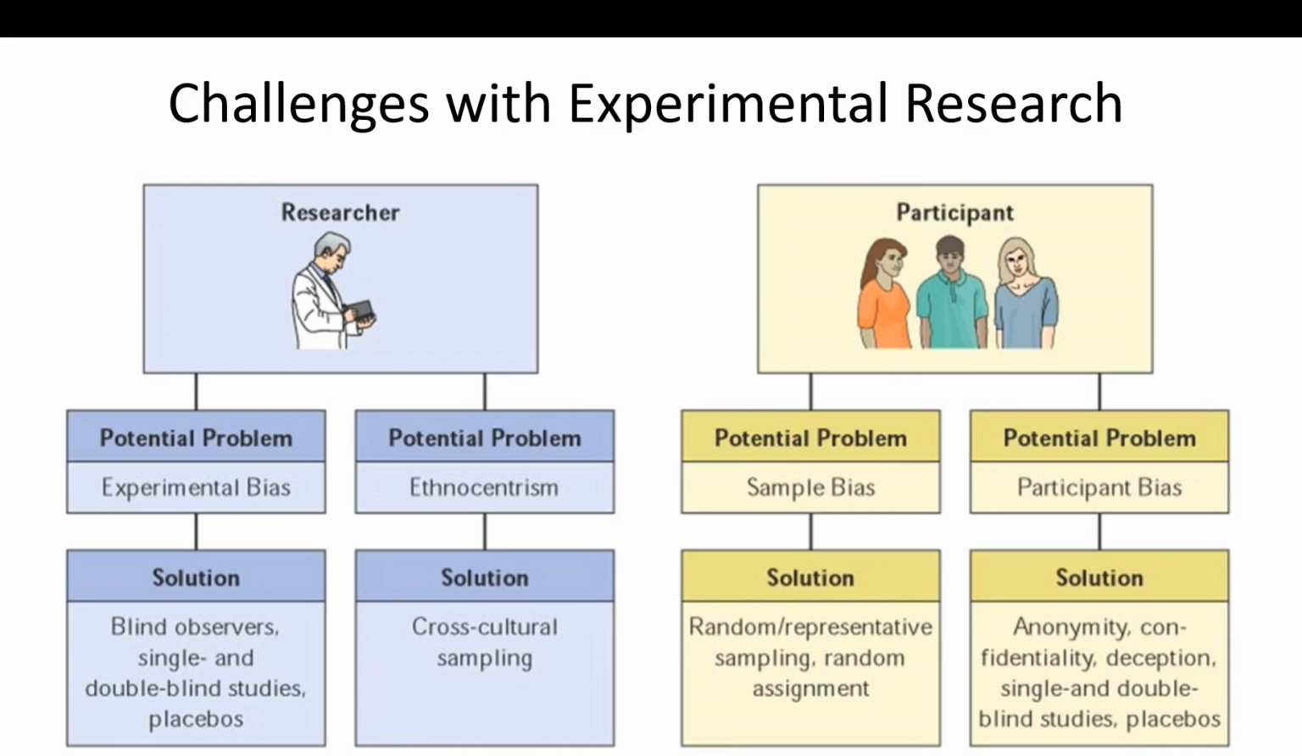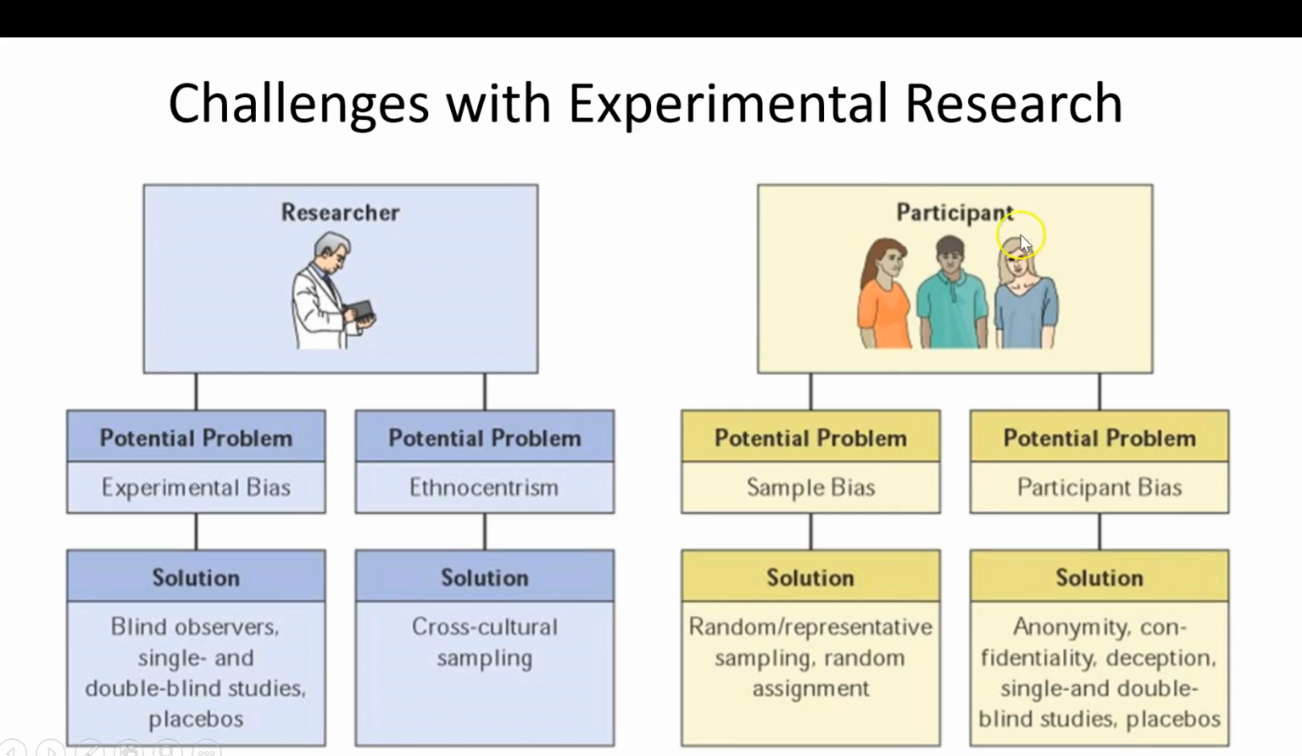And here are some challenges with experimental research. So as I mentioned before, for the researcher, we could have experimental bias. And a solution to this is to have blind observers, either single or double-blind studies, or having placebos. And then another problem is ethnocentrism, which is just one ethnicity that we're focusing on. So it's really important for cross-cultural sampling when we want to sample research participants.